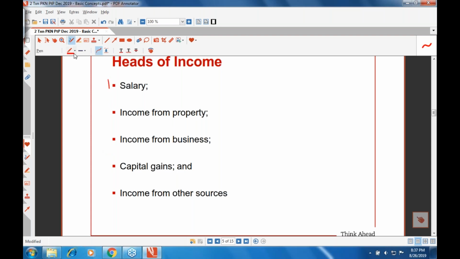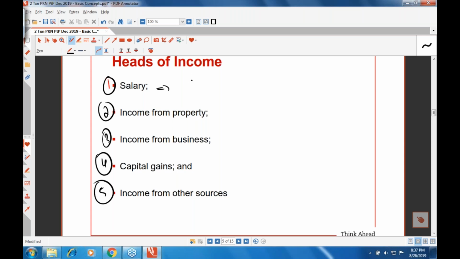That includes the income from salary, income from property, income from business, capital gains, and lastly, income from other sources. So whatever income that you generate is usually classified into these five heads, which are salary, property, business, capital gains, and other sources.